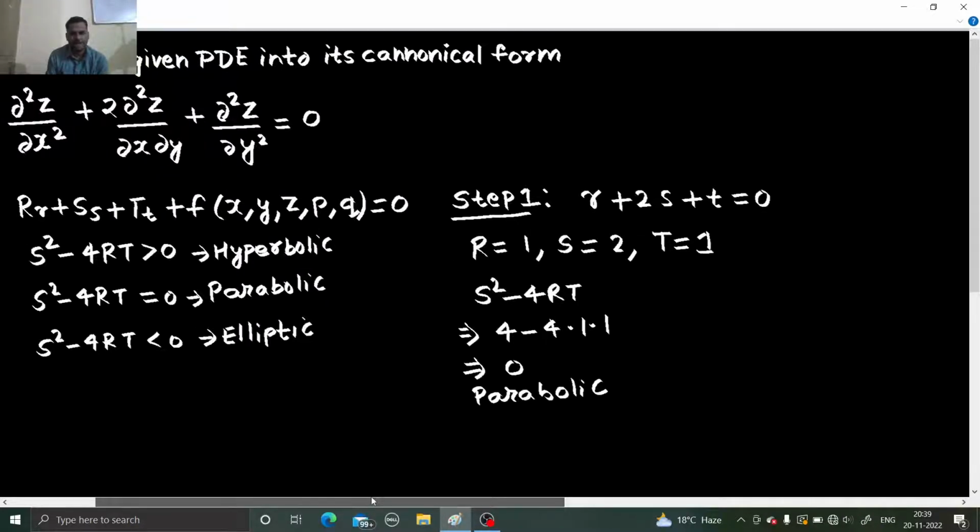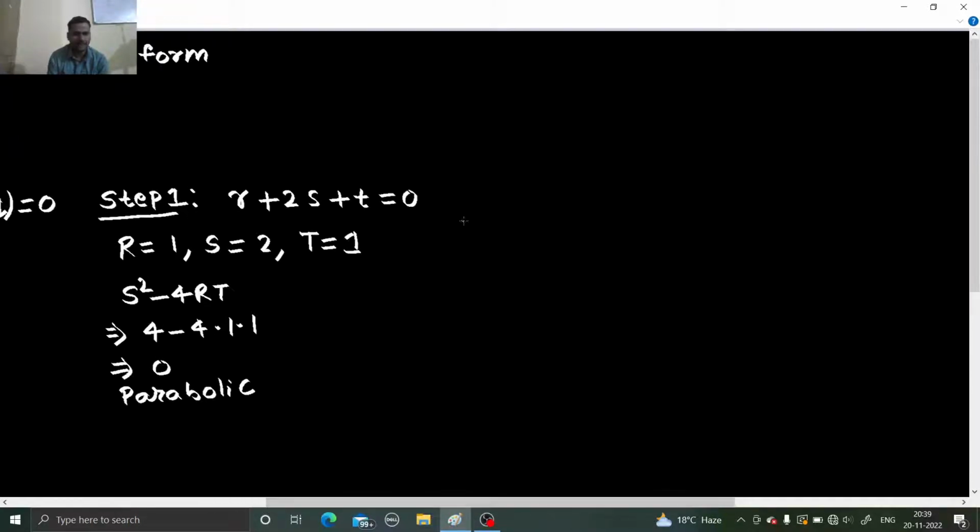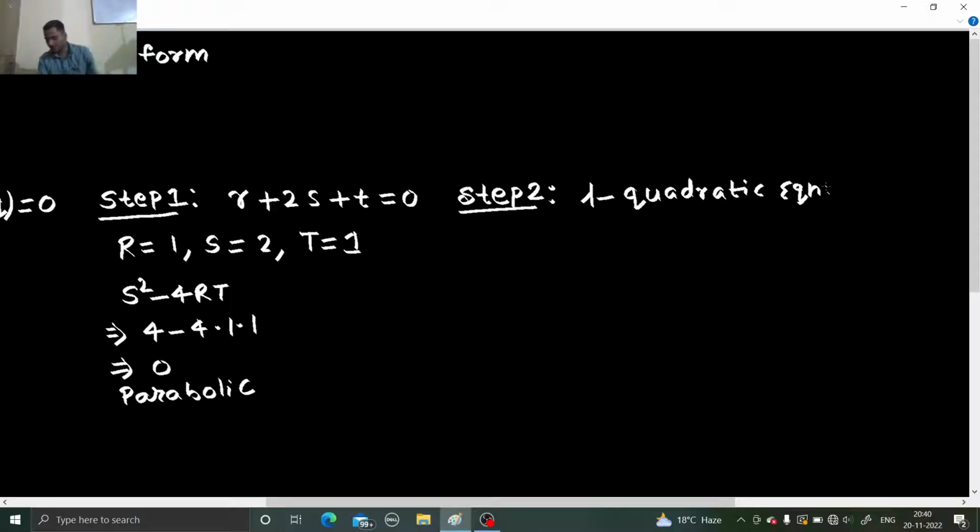If it is hyperbolic, then the next step will come. Step 1 is common to all of them. Rather, all the steps are common, just a few minor changes are there. So the second step is to write the lambda quadratic equation, which is a quadratic equation in lambda, and how we form that quadratic equation is important.